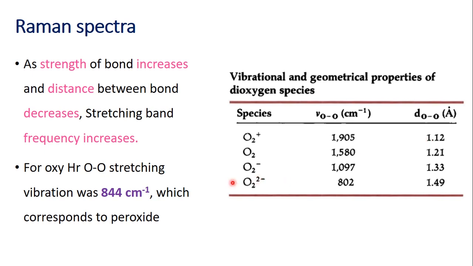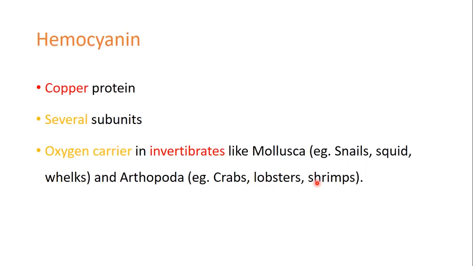But consider this peroxide: there the bond strength is very weak. That's why the stretching frequency is also low, but the distance between them is very high. This denotes the strength is very weak. Now we recorded this Raman spectrum for our oxyhemerythrin, and the value was found to be 844 cm^-1, which is in close relation with the free O2 2- value. That's why we have confirmed that the oxygen is in the peroxide form.